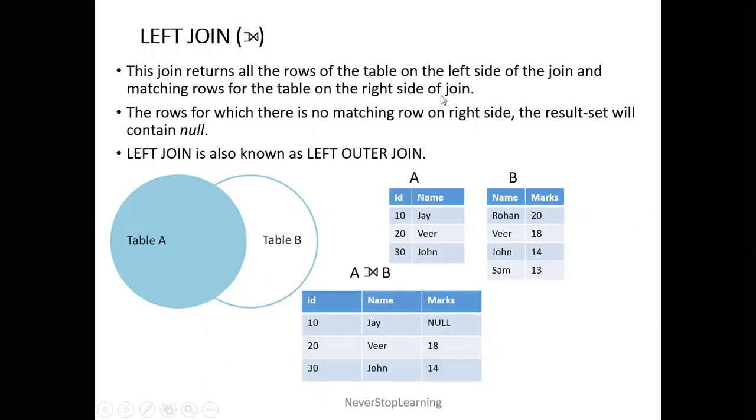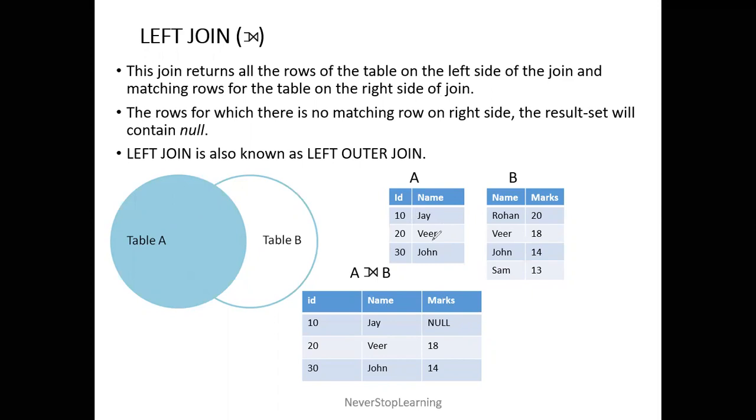The name J is present in table A, but if you can see, the name J is not present in table B, but then also in the resultant table, because all the elements are coming from table A. So 10 J will definitely come here in the resultant table, but instead of marks, because we don't have marks of J, a null value will come.